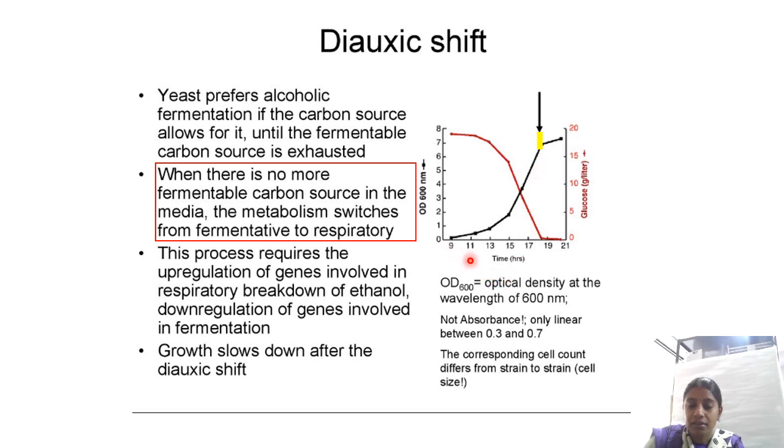If you see, the time of growth is plotted on the x-axis and the optical density at 600 nanometer is plotted on the y-axis. This OD 600 nanometer is directly proportional to the growth of the cells. So you can see that there is a slowdown in the growth after 18 hours, which is represented here in this graph. The growth slows down after the diauxic shift, after some 18 hours, due to the exhaustion of the fermentable carbon sources. The growth of the yeast cells slows down.